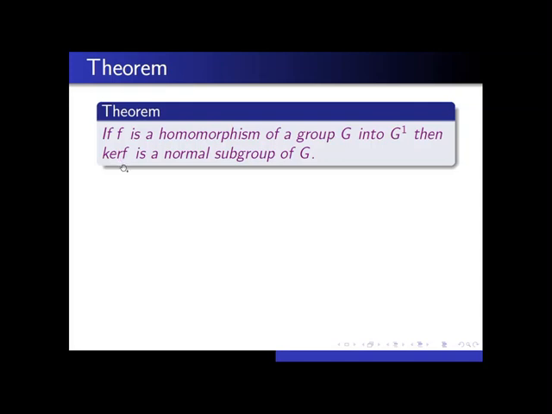Just now we have discussed what is kernel f. The set of all elements in G whose image is e dash.